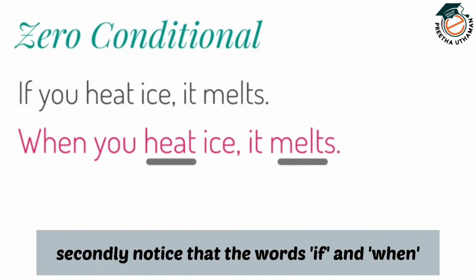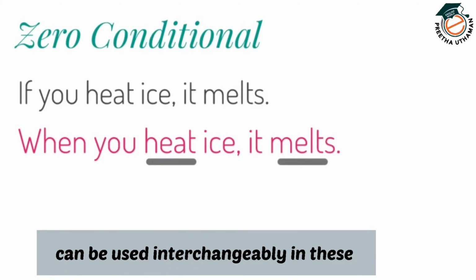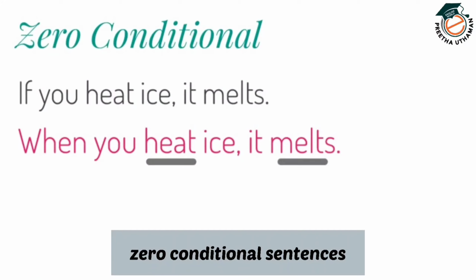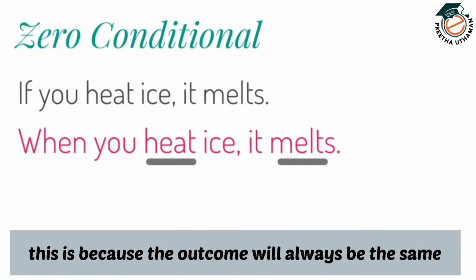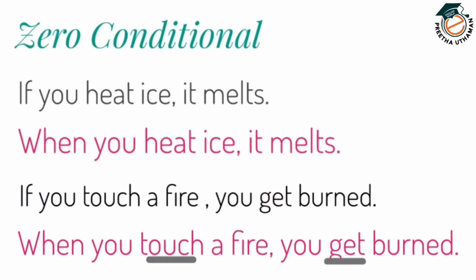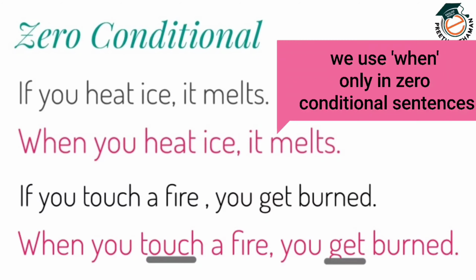Secondly, notice that the words if and when can be used interchangeably in these zero conditional sentences. If you heat ice, it melts. When you heat ice, it melts. This is because the outcome will always be the same. So it doesn't matter if or when. If you touch a fire, you get burnt. When you touch a fire, you get burnt. But please make a note, we use when only in zero conditional sentences, not in any other conditionals.